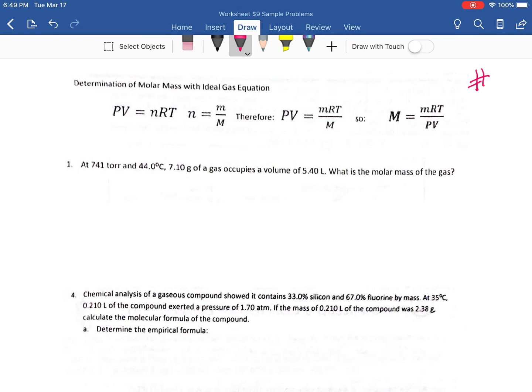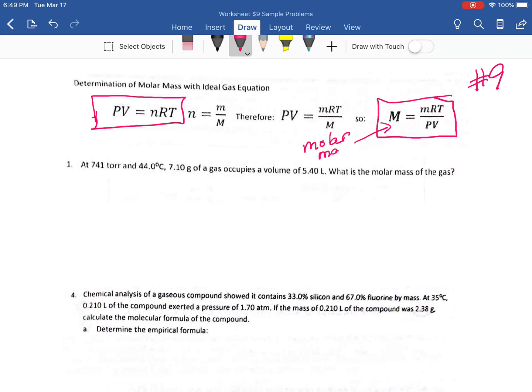Hi guys, this is worksheet number 9, and it's a little more practice with trying to work with the ideal gas law and how to use it to look at density as well as molar mass. So what we're going to do today is work with this formula a little bit. So big M is molar mass.